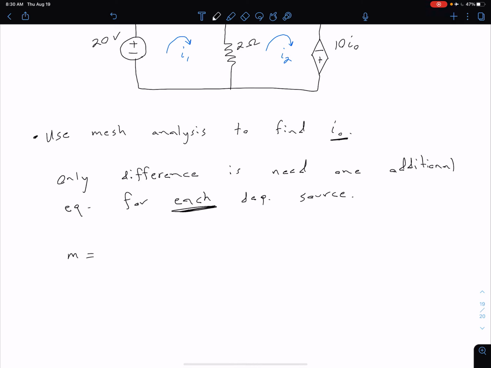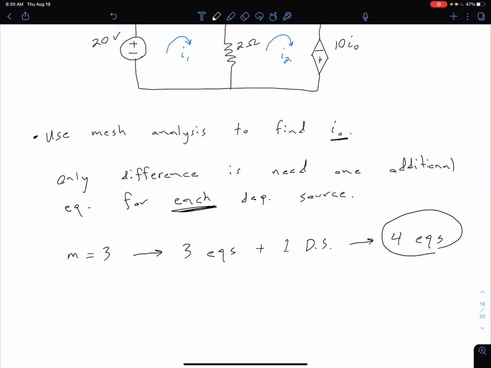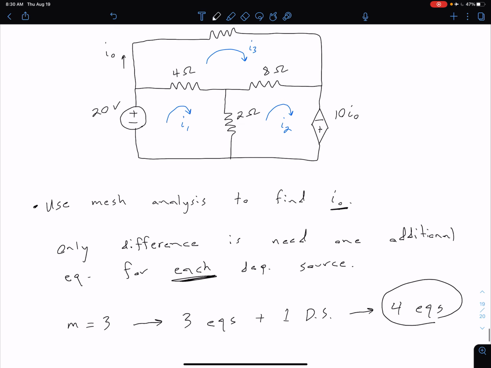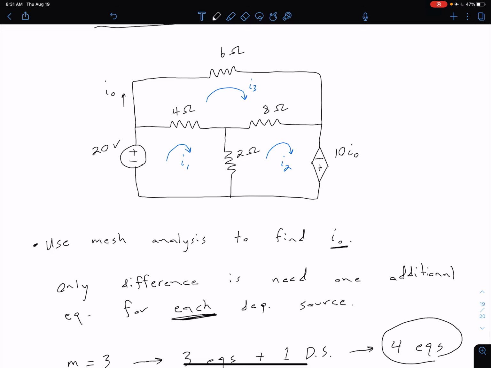So we can say M, the number of meshes, equals 3. So we know we need three equations. But in this case, we have a dependent source. So I'm going to say plus 1 dependent source means that ultimately we're going to need 4 equations to solve for this system. And so what we're going to see is that fourth equation related to our dependent source is typically going to be pretty simple.